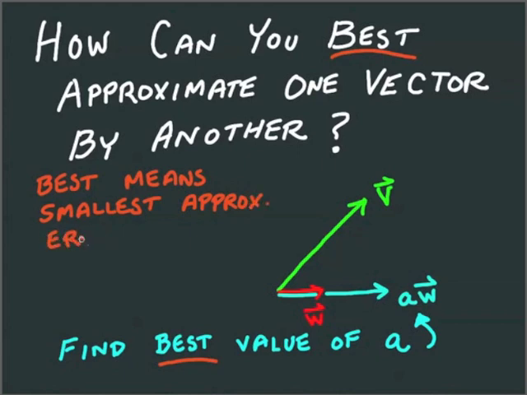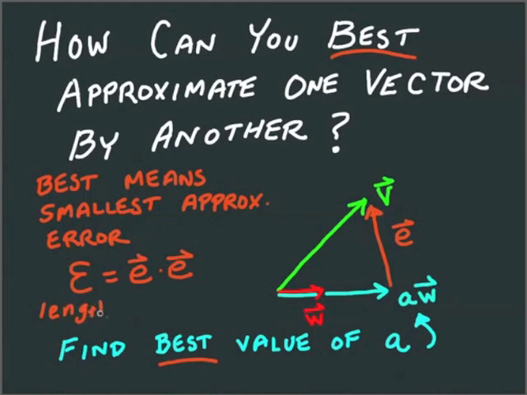So we have to define what that error is, and it's obvious with vectors to define that as the difference, and that's this vector here between aw and v. We'll mark that as e for the error vector. And we're going to measure that error, and the natural way to measure it is to take its length. So that's going to be e dotted with e, and we'll denote that scalar as epsilon. And that epsilon is kind of the energy, if you will, of that vector. It's the length of the vector. So best means the smallest length vector between a times w and v.